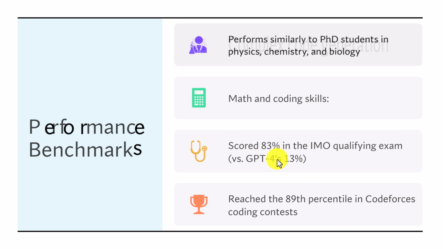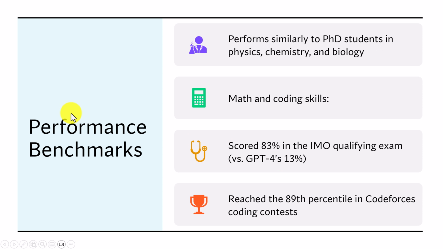Coming to the performance benchmark, the O1 series performed as well as PhD students in subjects like physics, chemistry and biology, especially for maths and coding skills, solving 80% of IMO qualifying exams. Compared to GPT-4, which only performed at 30%, the O1 series scored 80%. And it reached the 89th percentile in Codeforces coding.